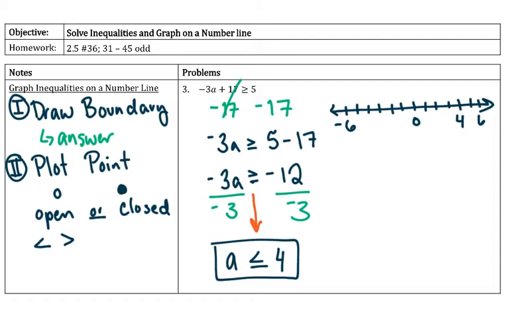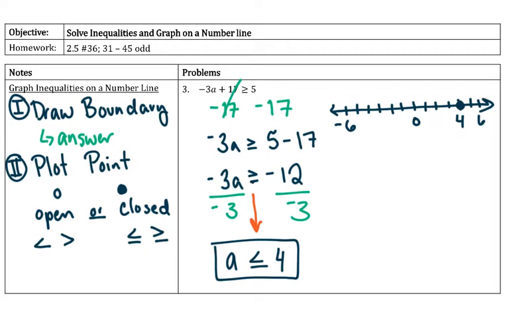If it's a closed boundary, it means that we are including that number, and so that's where it has the or equal to. So in this case, a is less than or equal to 4, which means we want to include 4 in the problem. So we're going to draw a closed, filled-in circle here at 4.